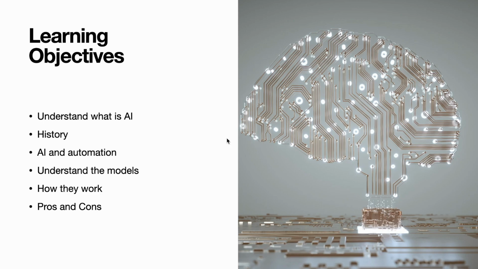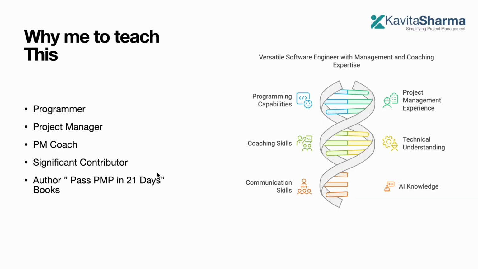So today we're gonna understand what is AI, history about it, what is AI automation? That's something which we're gonna understand, and how it's impacting our life, pros and cons, and stuff like that.